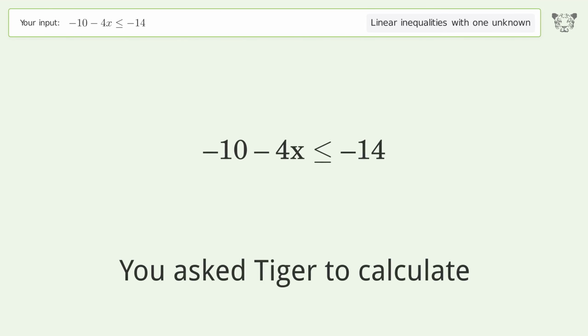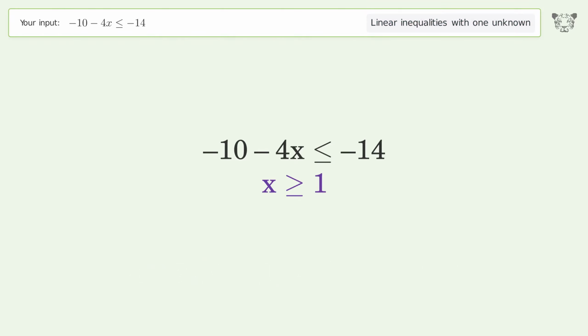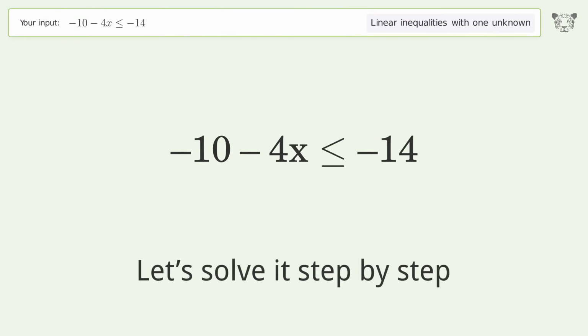You ask Tiger to calculate. This deals with linear inequalities with one unknown. The final result is x equal or greater than 1. Let's solve it step by step.